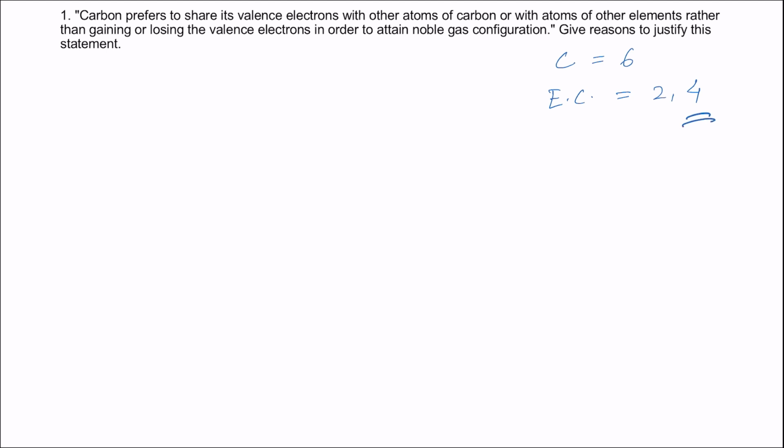In total, carbon has 6 protons and 6 electrons. 6 protons are holding on to 6 electrons. Now, carbon is present in the second period.